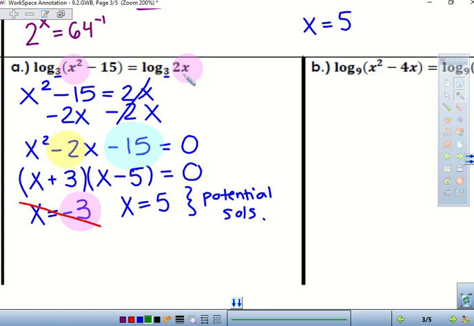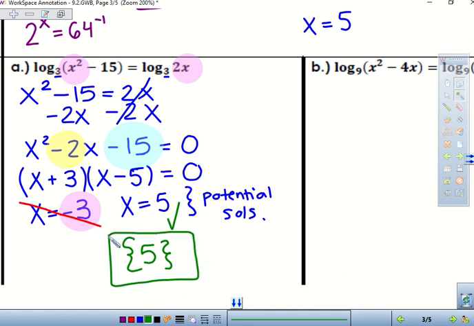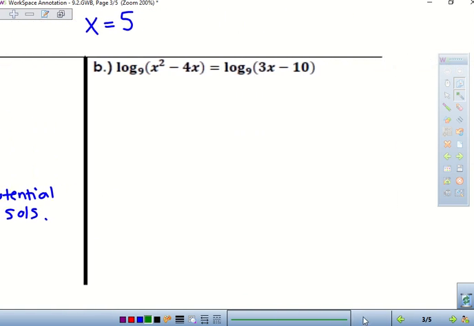10. What's 2 times 5? So we got log base 3 of 10 is equal to log base 3 of 10. That's true, right? And there's no negatives in there, or zeros, so this one's good to go. So our true solution is just 5. So when you have one solution or two, you just write it in these curly brackets. So that's verifying the solutions. Is everybody good with that? Okay. Let's try another one.